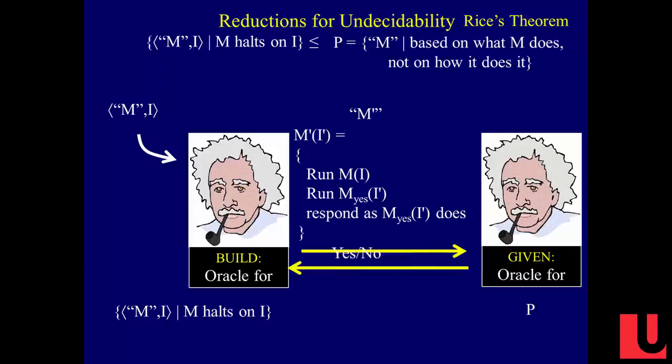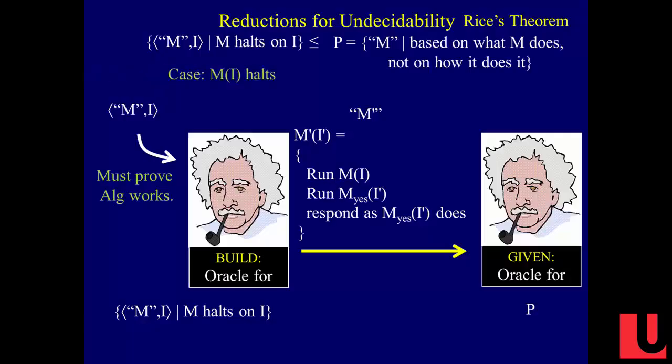All right, so as always, if the oracle says yes, we say yes. If the oracle says no, we say no. So now we have to prove that this algorithm works. So let's look at the two cases. The one case is that M halts on I. Well, let's see what happens when M halts on I. If M halts on I, then this line really isn't doing anything. What we're really doing is we're just running M yes on our input.